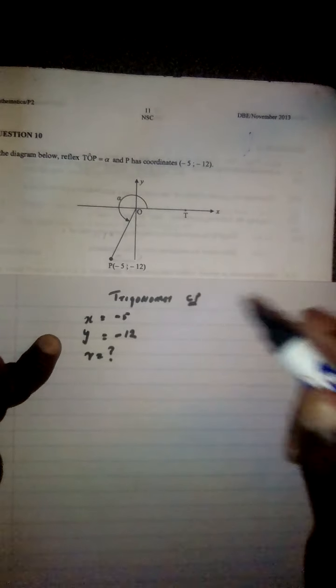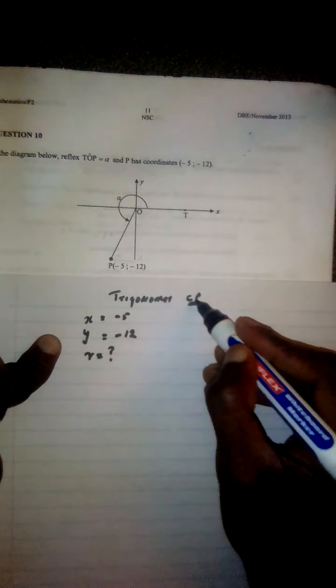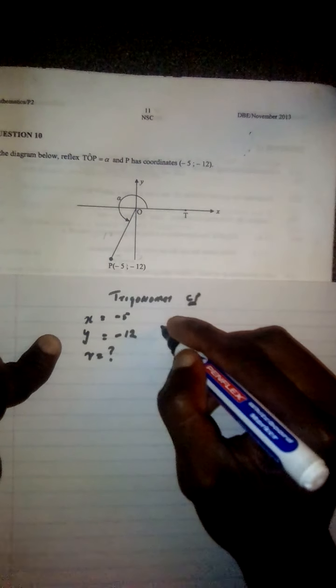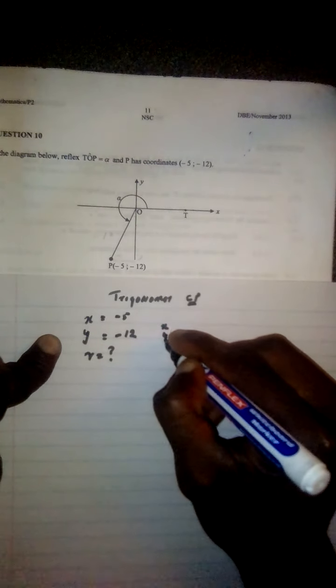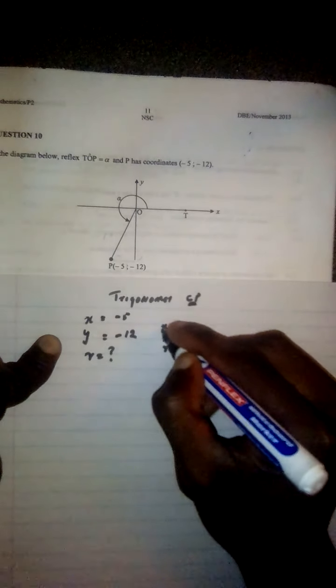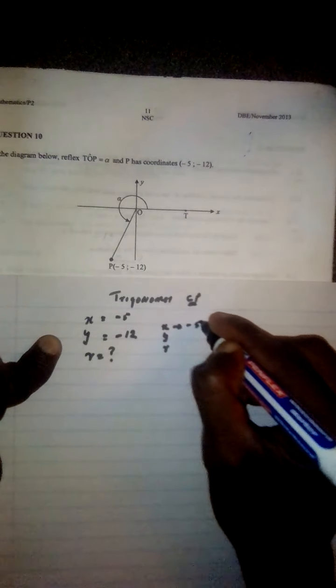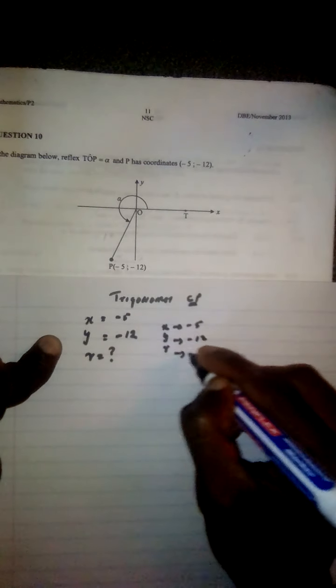My advice, when you are dealing with trigonometry on a Cartesian plane, is that you must always have the x value, y value, and r value. What is the x value? It's -5. What is the y value? It's -12. What is the r value? We calculate the r value using the theorem of Pythagoras. So you should have x, y, and r. Let's calculate the third variable, r, using the theorem of Pythagoras.